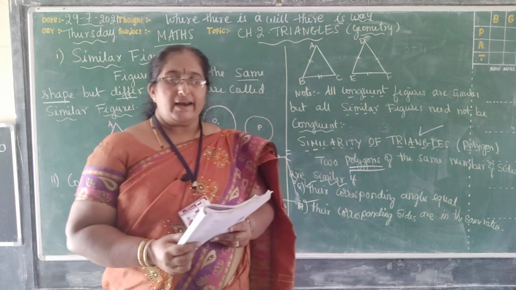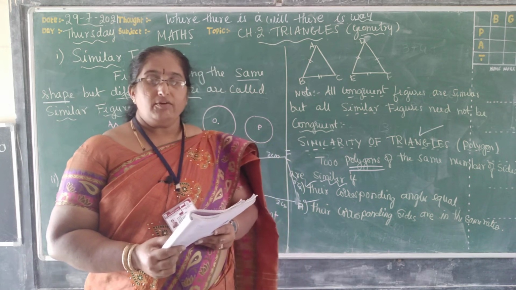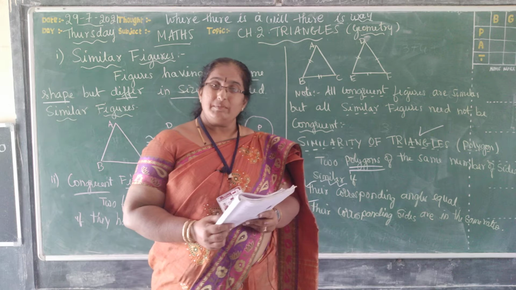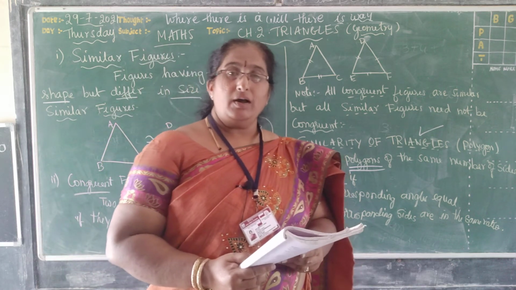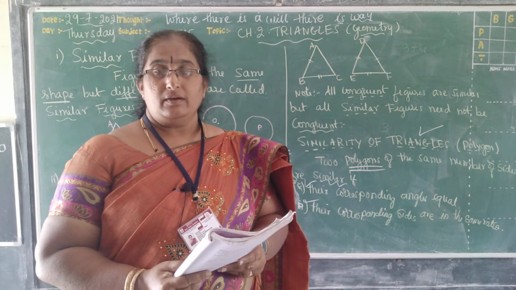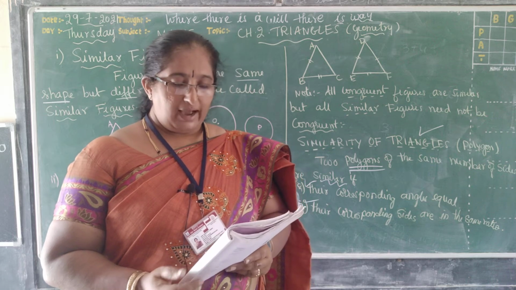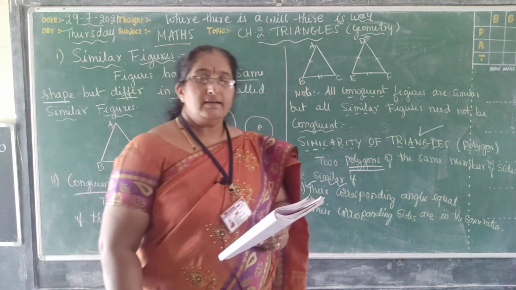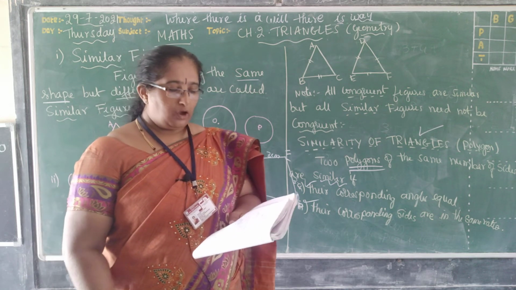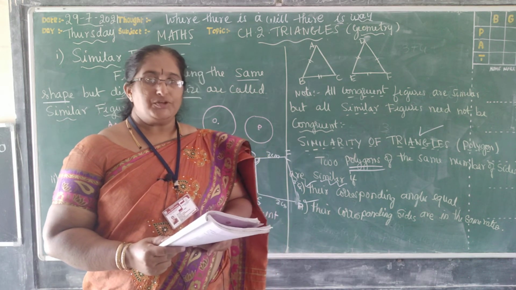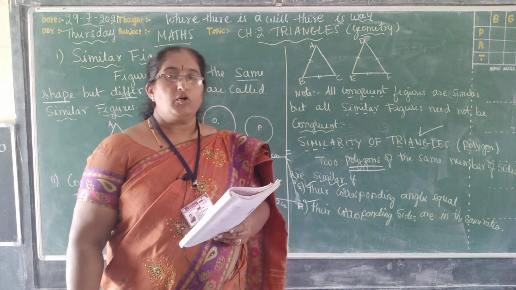All circles are dash. They have given the option congruent or similar. You cannot say all circles are congruent, but you can say all circles are similar. So the option is all circles are similar. In the same way, they have given the second question. All squares are dash. They have asked whether it is similar or congruent.